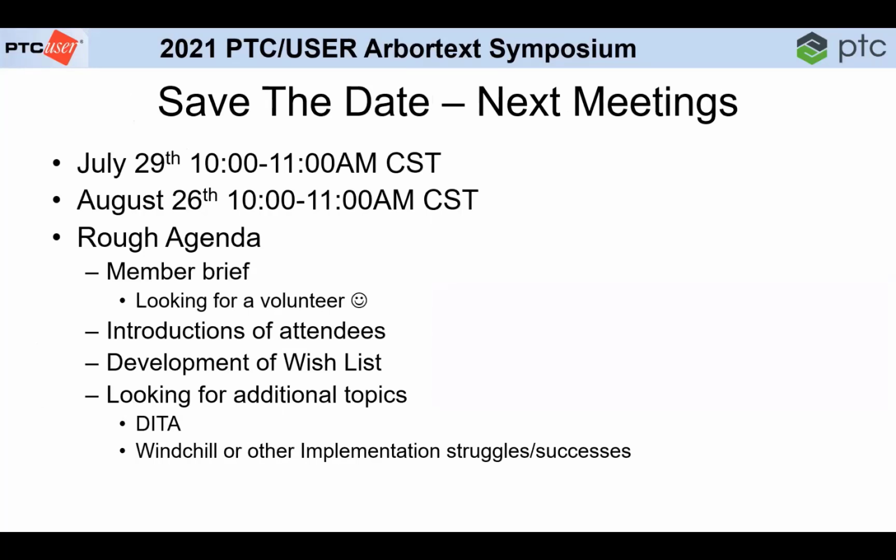Okay, so next meeting. We actually have 2 meetings already on the calendar. July 29th from 10 to 11 Central Time, and then August 26th again from 10 to 11 Central Time. So put those on your calendar. We will be planning on having meetings then. Again, the rough agenda, following the previous slide, is we'll have member briefs. We're of course always looking for volunteers to provide those member briefs, and you can reach out to myself or Brian if you're interested in providing that.